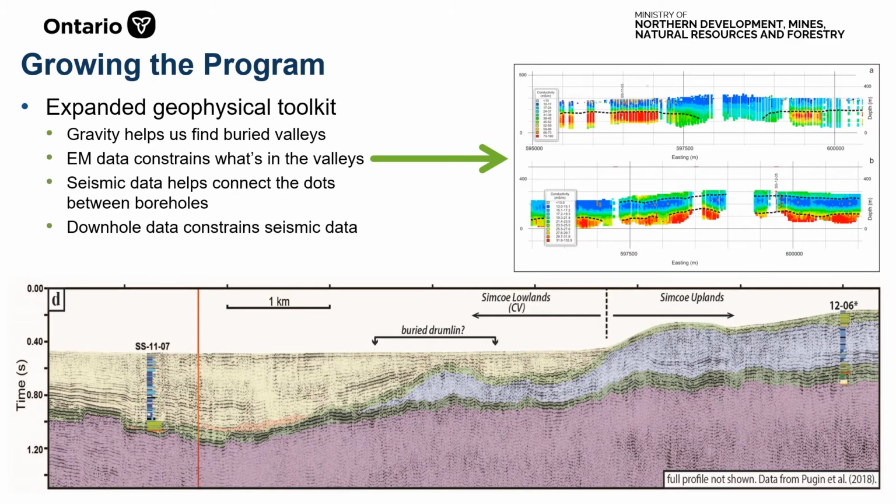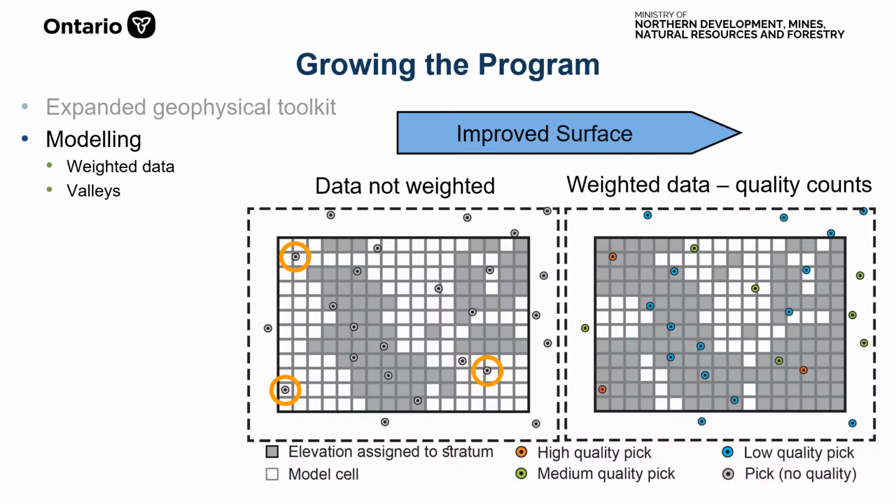Since then, we have expanded our geophysical toolkit. Gravity surveys are a key first step in areas with buried bedrock valleys. An electromagnetic survey helped constrain the valley fill in South Simcoe. More recently, for many years, a successful collaboration with the GSC provided downhole geophysics and shallow seismic surveys. On the modeling front, we were able to start weighting our data so that the model surfaces better reflected high-quality data. We also experimented with merging models. Weighting stuck, but merging didn't.